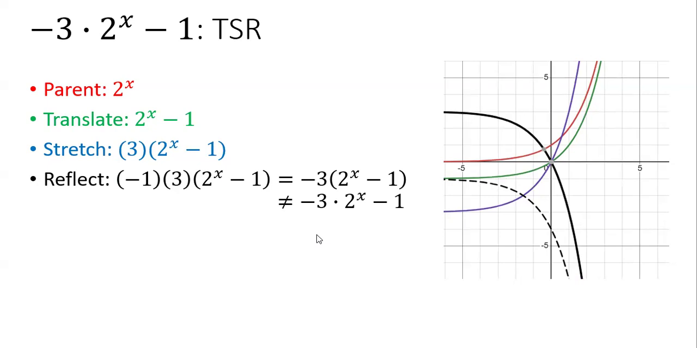So hopefully this explains why we have to reflect or stretch first before we translate. So again, I was never taught this when I first learned about transformations. So hopefully this can be of help, whether you're learning this for the first time or you're revisiting this topic because you just need a refresher or something like that.